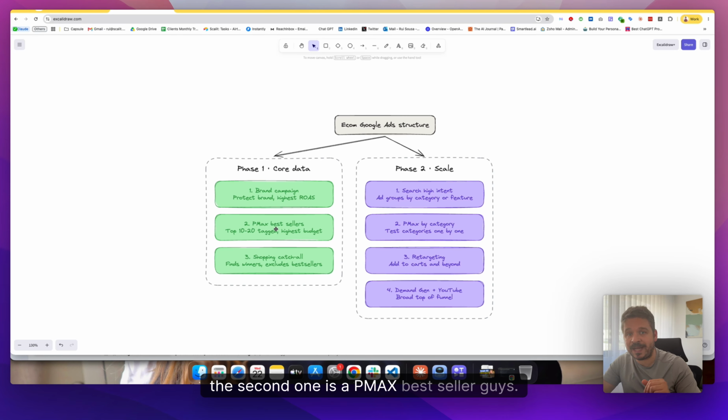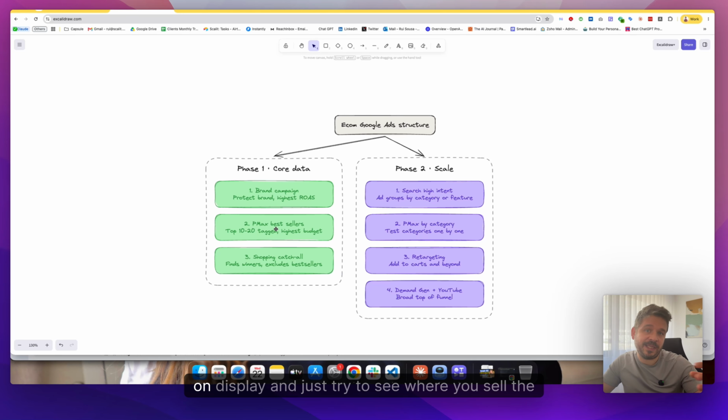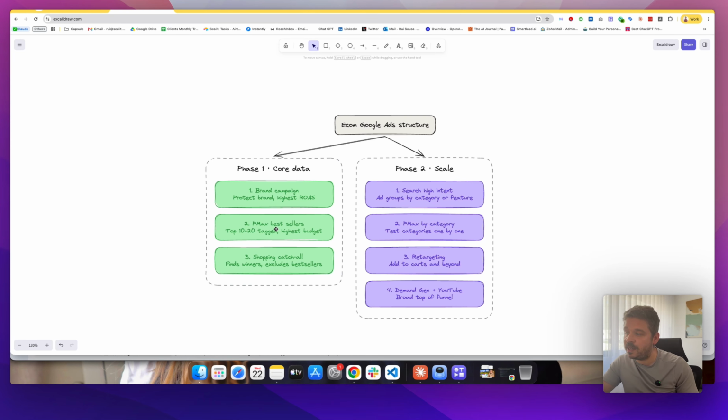The second one is a PMax bestseller, guys. If you don't know what PMax is, it's basically a dynamic campaign from Google. It's one of the best products they currently have, at least at the time of this video. PMax is a dynamic campaign where Google can show you on search, shopping, YouTube, and display, and try to see where you sell best and where you have the best data.